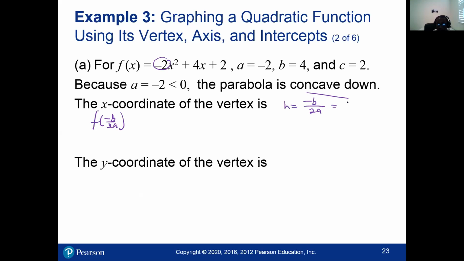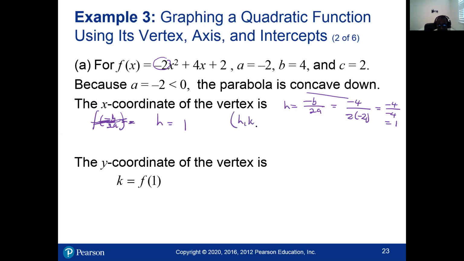Minus b, so that's minus 4, divided by 2 times a, which is negative 2. So you get minus 4 over negative 4, and that is equal to 1. Sorry, this is just the h, your x coordinate of the vertex. So h in this case is just 1. That's the x coordinate of the point.